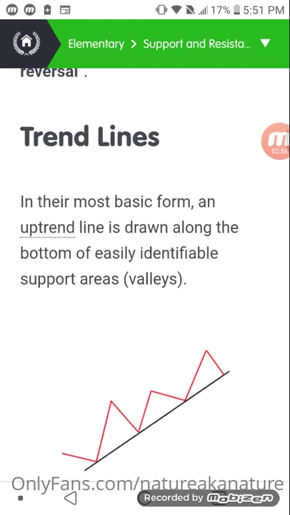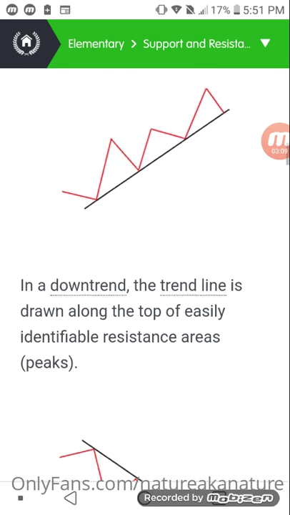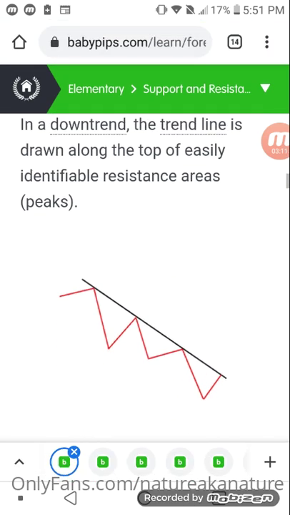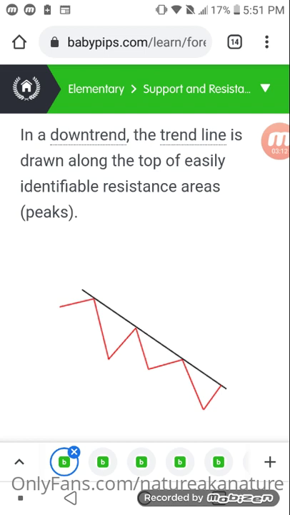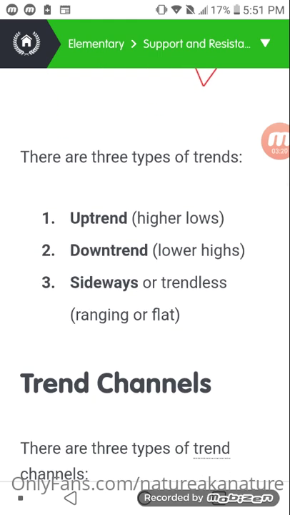Trend lines. The most basic form of uptrend line is to draw along 2 or 3 bottoms of support areas known as valleys. Same thing with the downtrend: draw a trend line along 2 or 3 identified resistance areas known as peaks. There are 3 types of trends: uptrend, downtrend, and sideways trend. Uptrend consists of higher lows. Downtrend consists of lower highs. And sideways trend is ranging, flat, or consolidating.